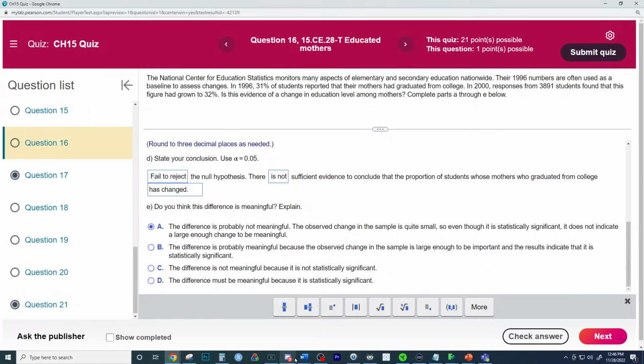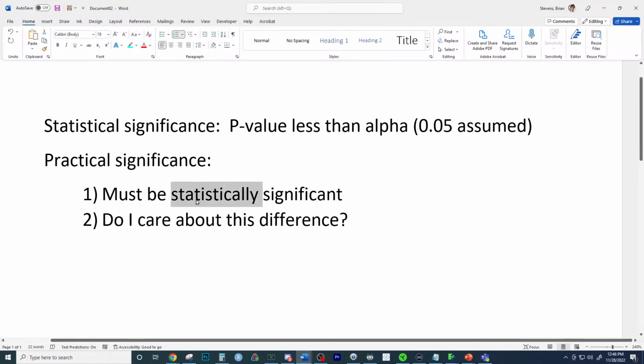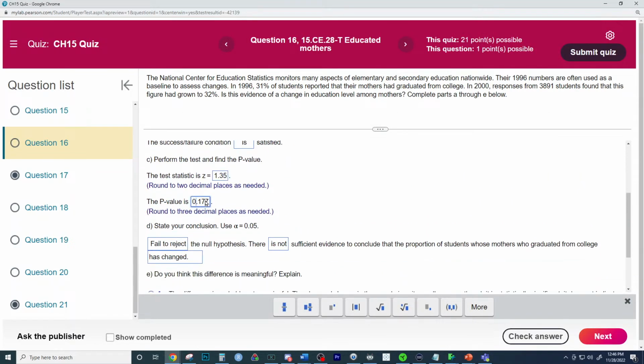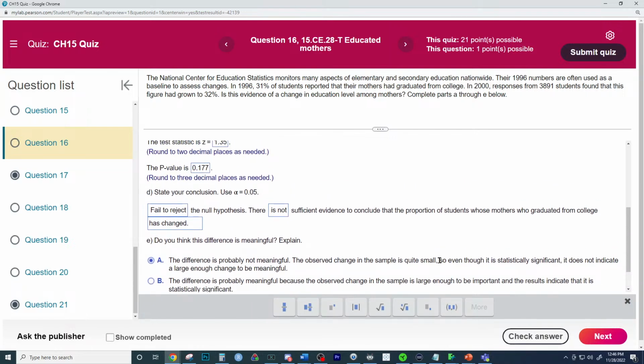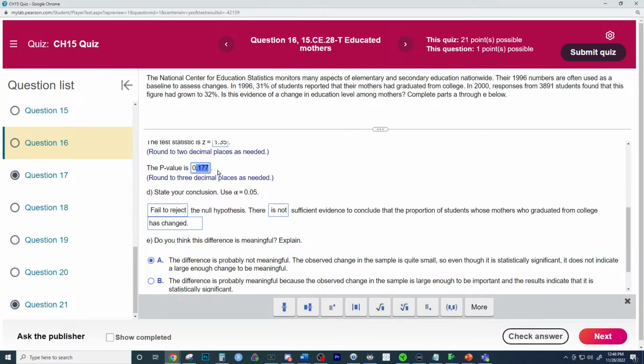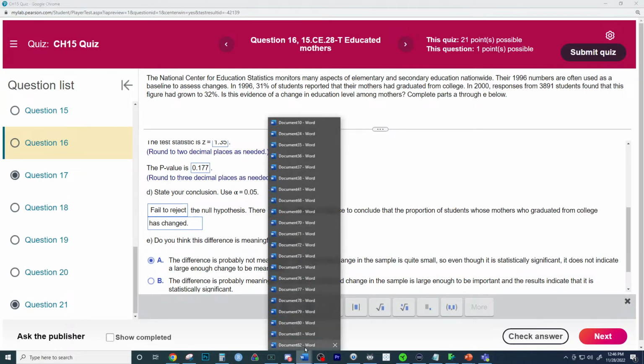The first thing to check when it comes to practical significance is that it must be statistically significant for it to be practically significant. And then you ask, do I care about the difference? Let me ask, just to review, are my results statistically significant here, yes or no? Look at the p-value. No, they are not. It is not statistically significant, which means the p-value is not less than alpha.